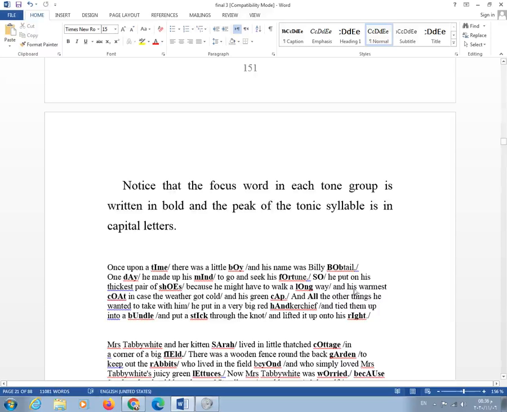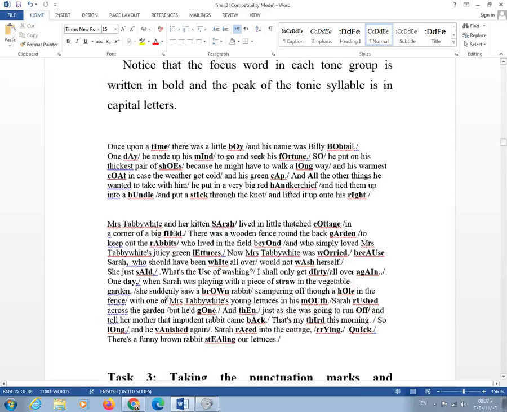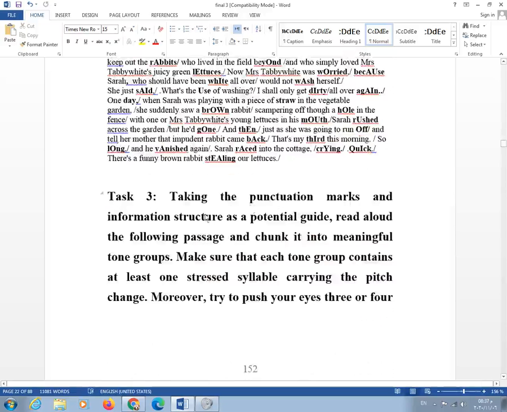and his warmest coat in case the weather got cold, and his green cap, and all the other things he wanted to take with him. He put in a very big red handkerchief and tied them up into a bundle and put a stick through the knot and lifted it up onto his right. As long as we go on, it's rising, rising, rising until the end. You understand? So we divide, and this nice division is what we call chunking. You'll find this in the rest of the book and task number 3.